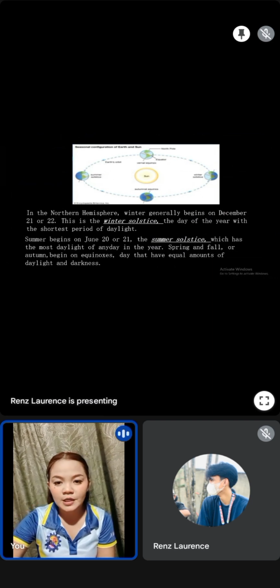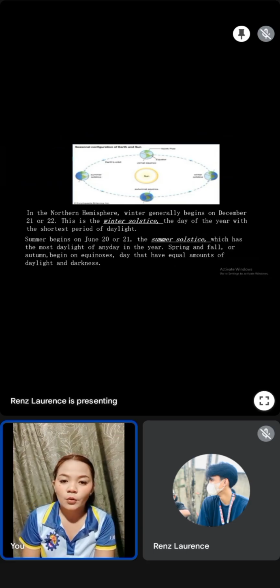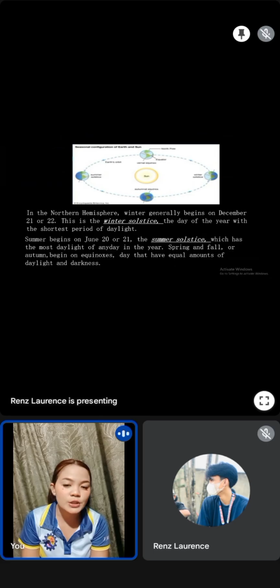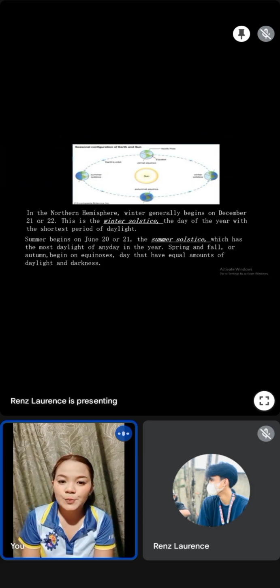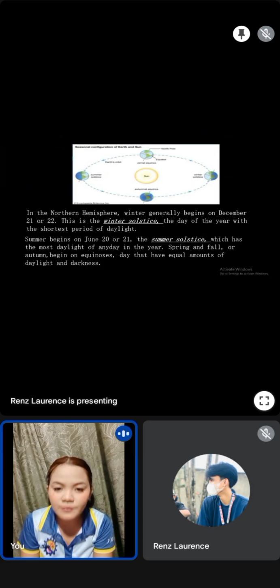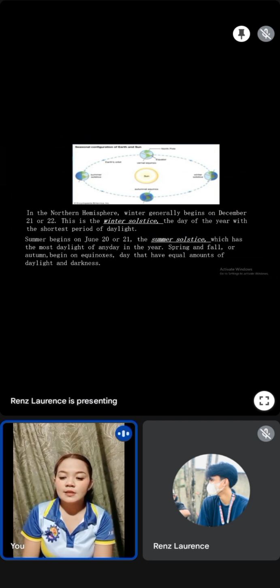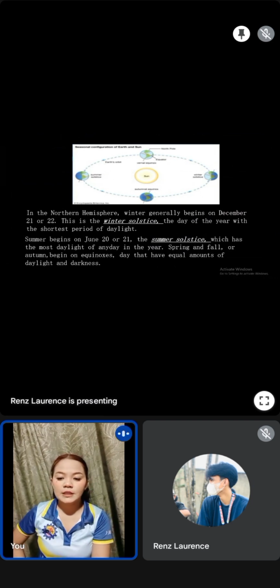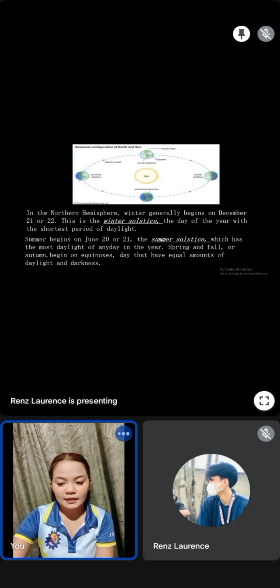So in the summer, the summer begins on June 20 or 21, the summer solstice. So if the winter solstice kaganina, here in the summer is the summer solstice, which has the most daylight of any day in the year. Spring and fall or autumn begin at the equinoxes, days that have equal amounts of daylight and darkness. So during this summer, the part of the earth tilting toward the sun gets direct sunlight. So mo na siyang taas ang day and mas shorter ang night.